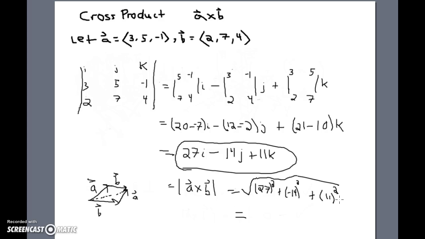So let me quickly calculate this. And the answer is the square root of 1046, which in decimal form is 32.34 units squared, because as you know, we're finding the area of a parallelogram, so the area is expressed in units squared. So I hope this video helped you. I hope you now understand what the cross product means and how we derive the cross product and an example of an application problem involving the cross product.